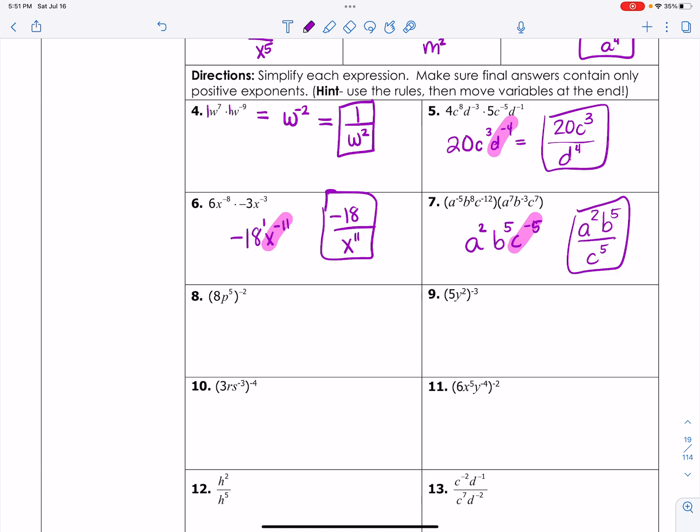All right, so this next problem, number 8, goes back to what we learned in the past. I'm going to put a 1 here, and then I'm going to put that into both of them. So I would get 8 to the negative 2, p to the negative 10. 8 to the negative 2 is going to be 8 squared, but you move it to the denominator. P to the negative 10 also needs to go to the denominator, which means there's nothing in the numerator, so you have to write something there to hold the place value.